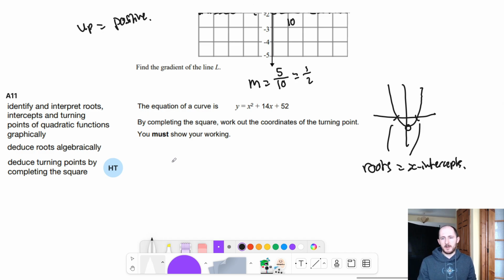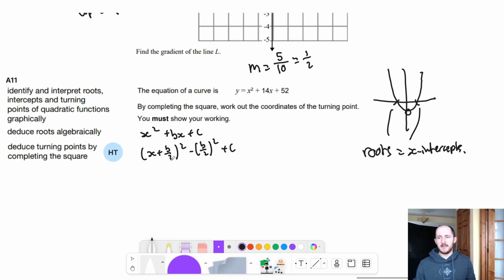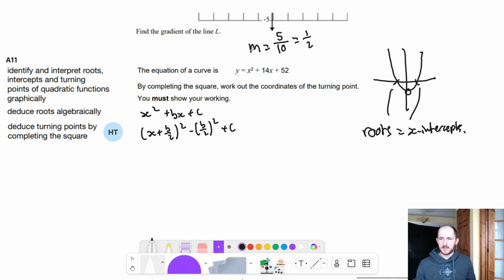So here's how you do completing the square. Here's the generic formula. x squared plus bx plus c. You do (x plus b over 2) squared, minus (b over 2) squared, plus c. That might look absolutely heinous right now, but let's use this as an example. b is the number in front of x, and c is the number at the end.